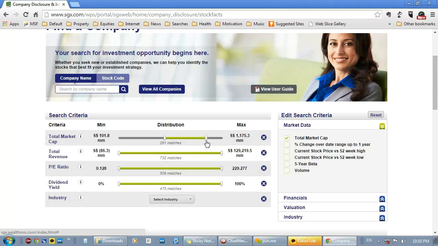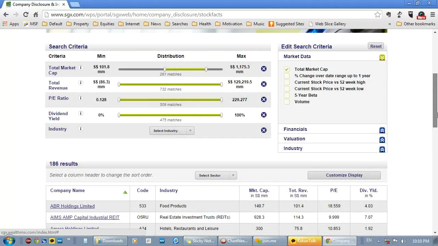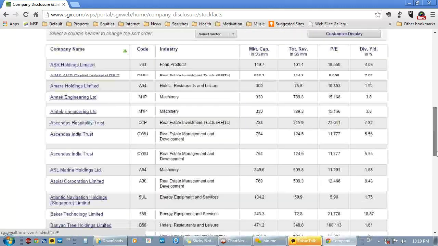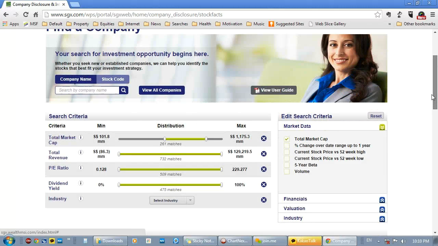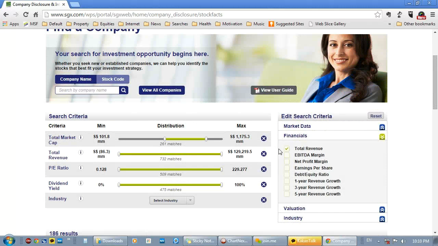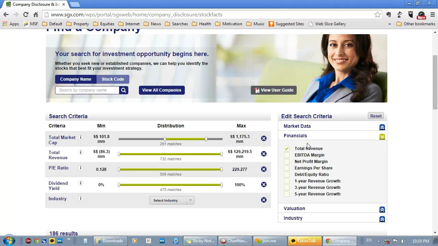Okay, so they'll give you a match of 260 stocks. So you can actually search by market cap, revenue, PE ratio, dividend yield, even according to industry. Okay, and it can give you the stocks that you want to search for. So this is quite interesting if you want to do fundamental analysis. Okay, you can also search by other things like EBITDA, revenue growth, things like that.